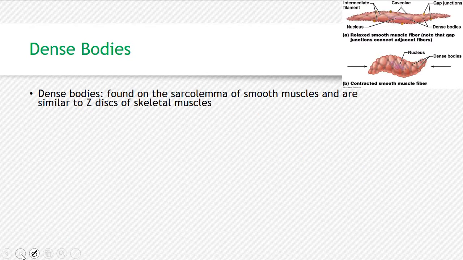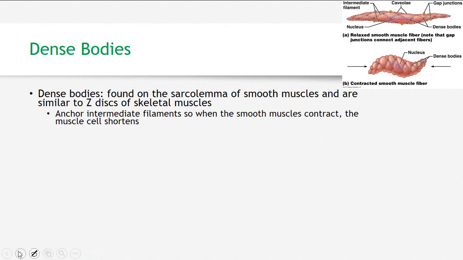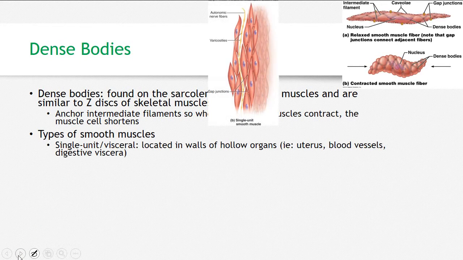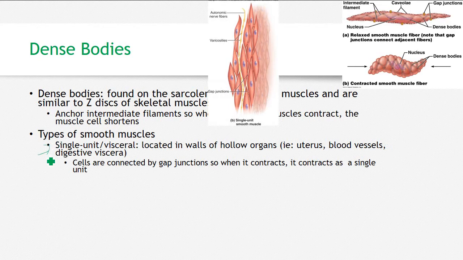Dense bodies, they are very similar to Z discs of the skeletal muscles, where the myofilaments will attach to. Okay, so you guys should have already read this. I'm not going to go over it too much. We've already talked about single unit versus multi-unit, right? What's the difference between the two?